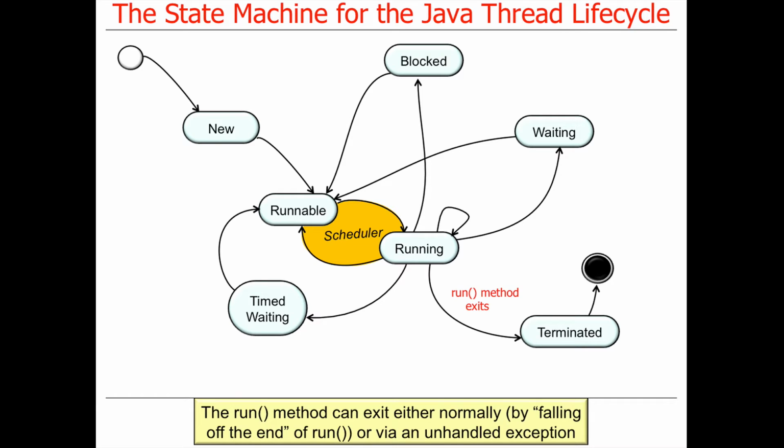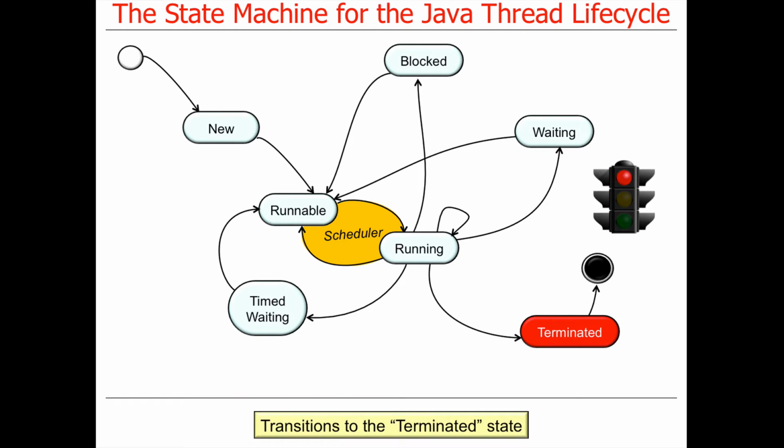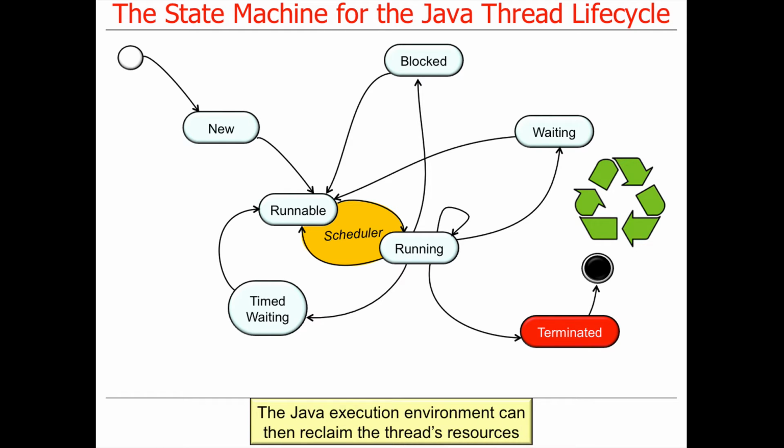The run method can either exit normally by falling off the end of run, or an unhandled exception may occur. In either case, the run method has been exited, and at that point, the thread is going to be moved to the terminated state. At this point, then, the underlying Java execution environment can reclaim any of the resources that the thread had allocated, such as its stack and other registers and so on, and the thread resources will be able to be reused by some other part of the system, such as another thread that may be started at some later point in time.